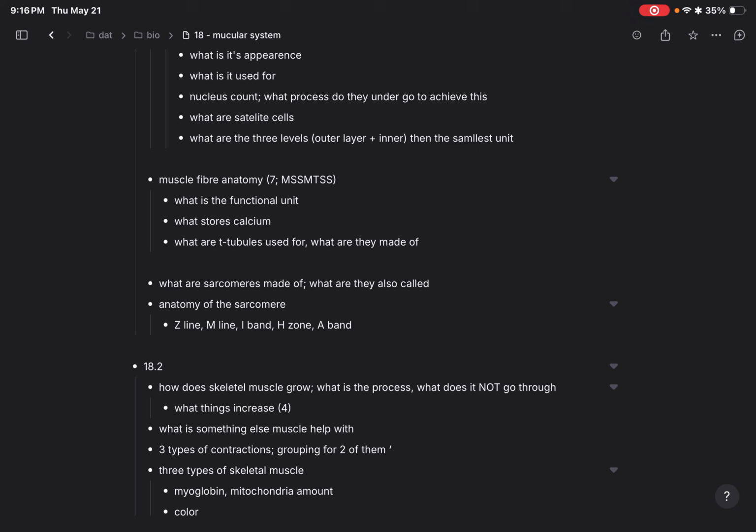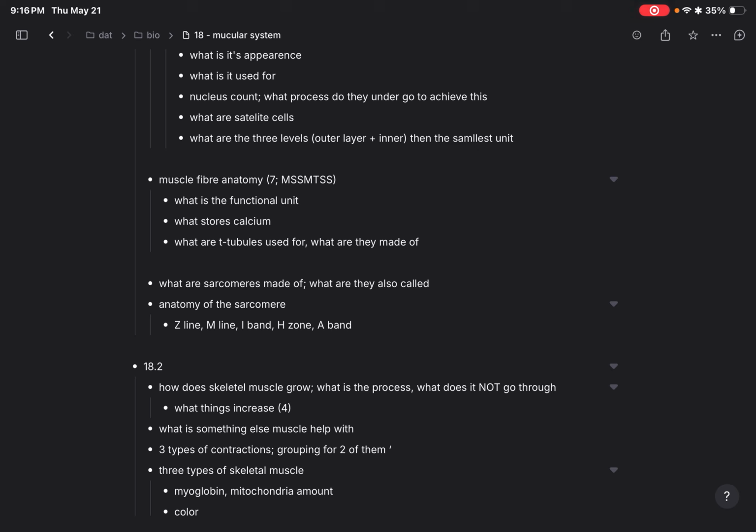Okay. So what are sarcomeres made of? What are they also called? Sarcomeres are made up of actin and myosin. They are also called thin and thick filaments. Thin for actin, thick for myosin. What are sarcomeres made of? What are they also called? I already said that.